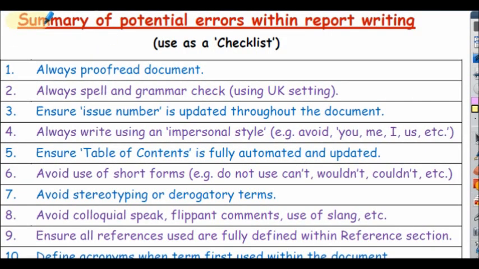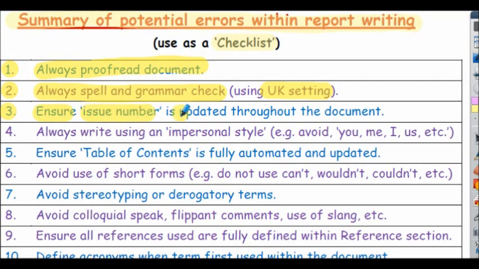So finally, I've tried to summarize some of the potential errors that can occur within report writing, and that's been highlighted in this presentation. And this could maybe be used as a checklist when you next prepare your PDS or technical report to try and ensure you haven't made some of these errors. So briefly outlining them, they're in no particular order here. But 1, always proofread your document. 2, always spell and grammar check your document, because it does depend on the audience. 3, ensure that the issue number is updated throughout the document, not just on the front cover. 4, always write using an impersonal style, so avoid the use of such terms as you, me, I, us, etc.